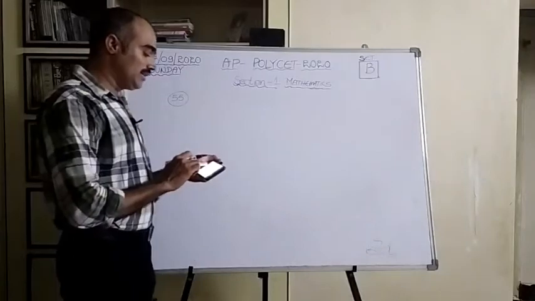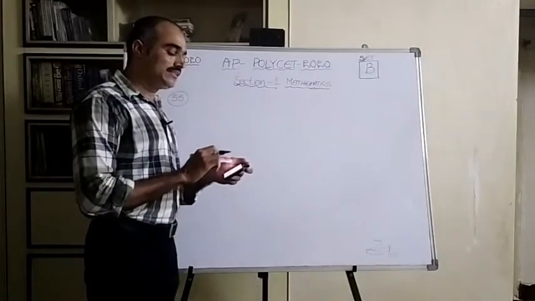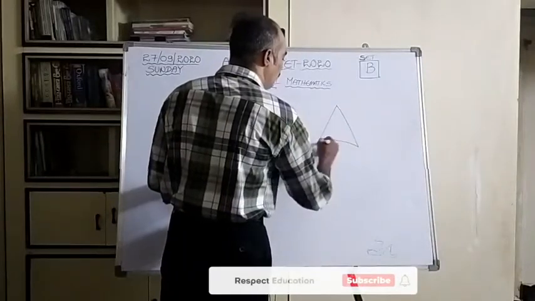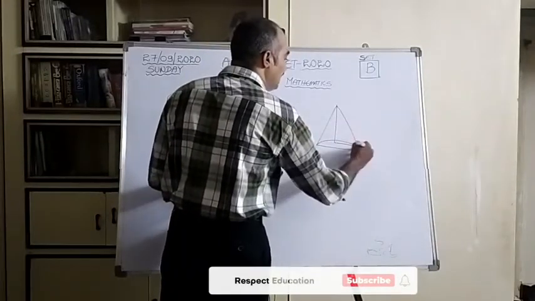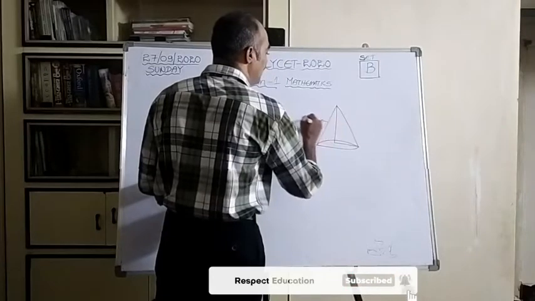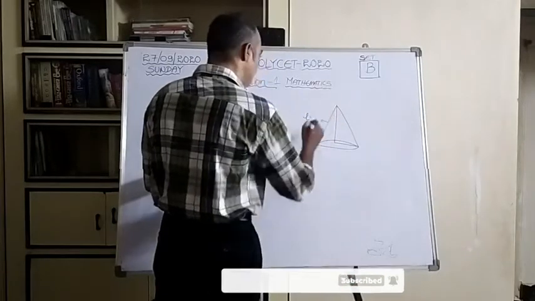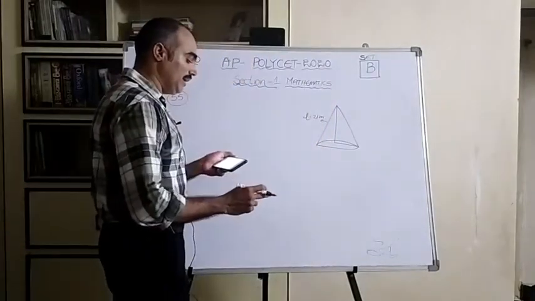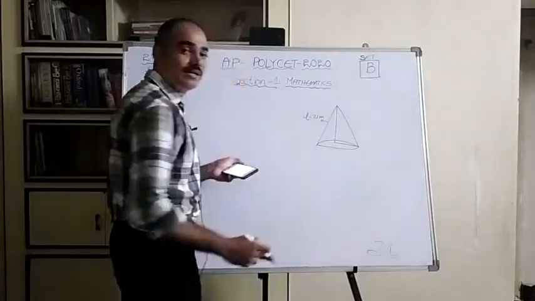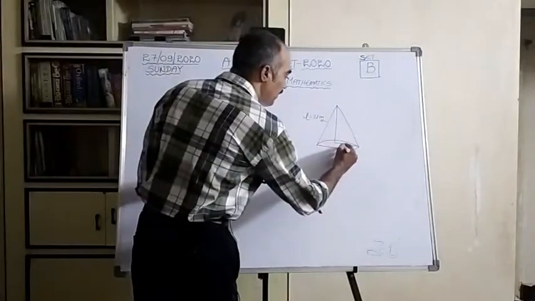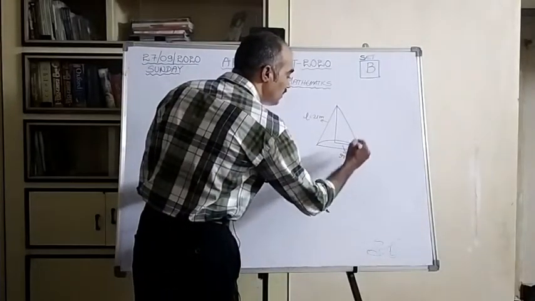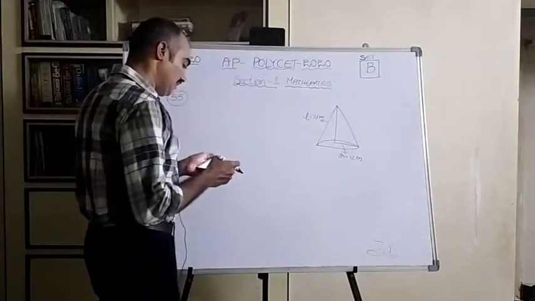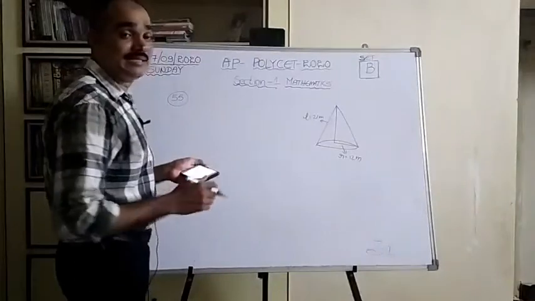The total surface area of a cone with slant height 21 meters. So let us take a cone whose slant height is 21 meters. This is called the slant height, denoted by L. So that is 21 meter. Next, whose base diameter is 24 meter. Base diameter 24 means the base radius is half of 24, that is 12 meter. Now we should find the TSA of the cone.